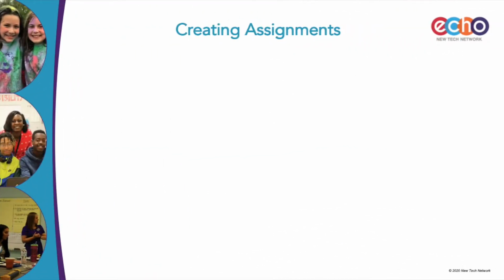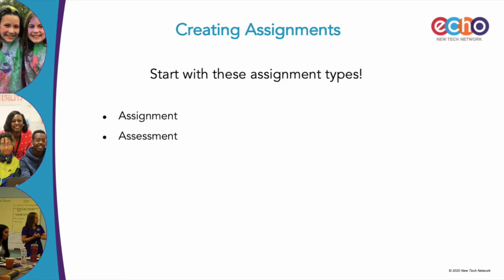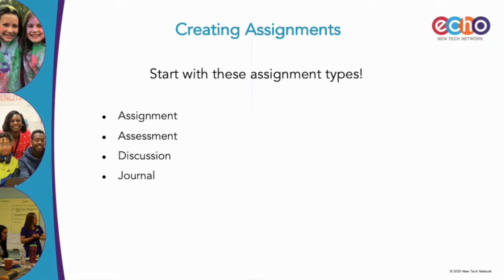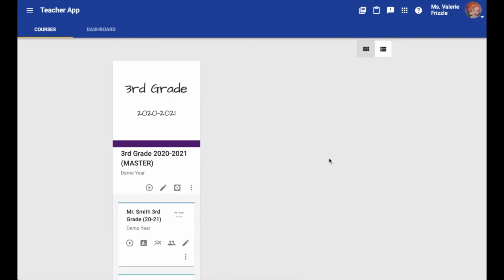Today, we are going to take a closer look at 4 activity types we suggest you start with when getting students into Echo to complete their work: the assignment, the assessment, the discussion, and the journal. We will take a look at how to create them, assign points if needed, and what they look like from the student perspective. Let's get started by entering a course through the Editor tool.